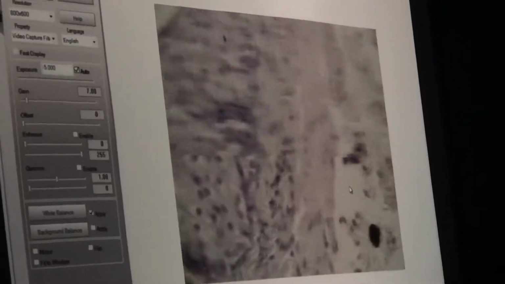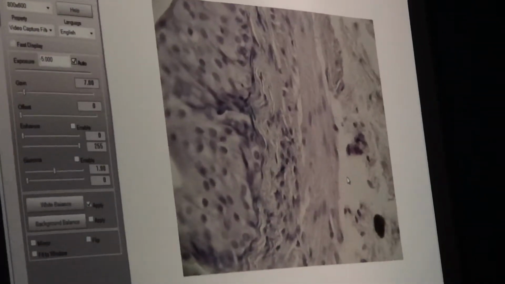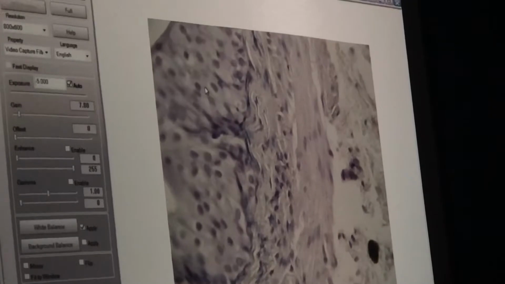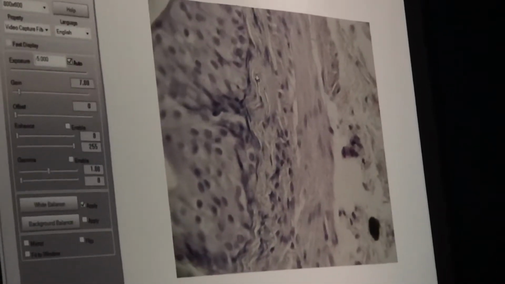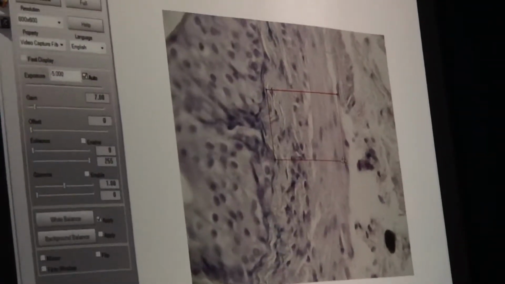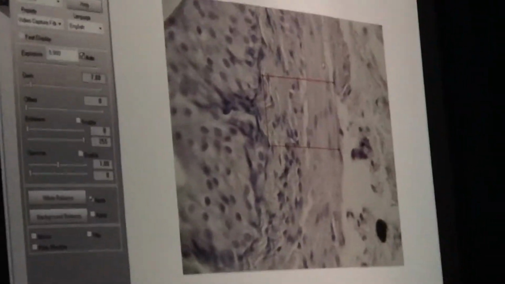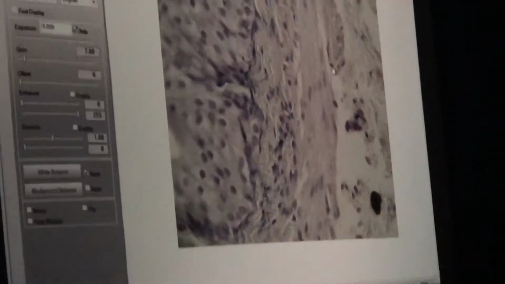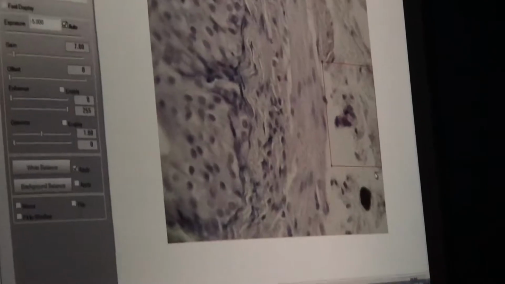So this would be a nice view. You can see all the layers right here. So again, here's my mucosa layer with my transitional epithelium. This is going to be my muscularis layer right here with a longitudinal and then a circular layer. And then out here, that's going to be my adventitia layer.